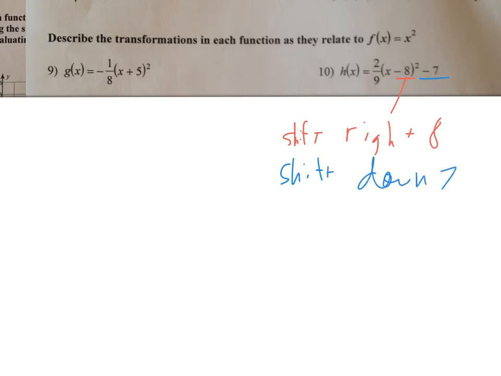The number adding or subtracting out back is always an up or down shift, and in the same way you would think. And then a multiplier out front is always a vertical stretch or shrink. And I know this one's a shrink because the a is less than 1. A little fraction like that is going to make it shrink.